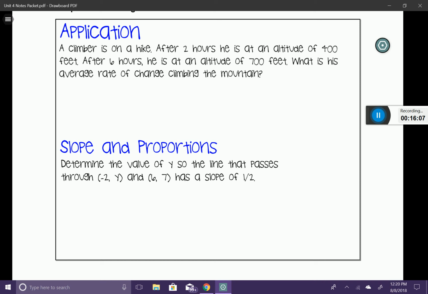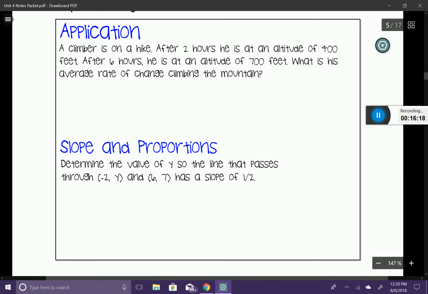So we're trying to figure out the rate of change of this climber given 2 locations and 2 time frames that he's been climbing. I like to set problems up like this using 2 coordinates. So I'm going to set up 2 coordinates.